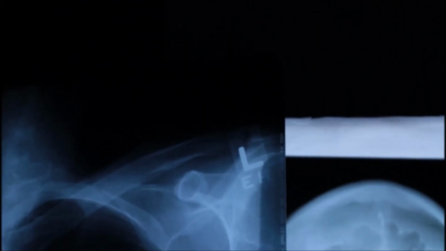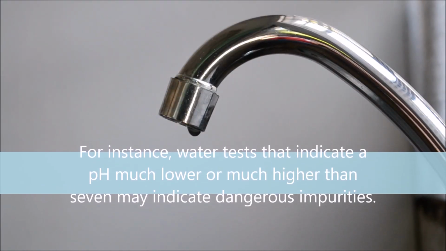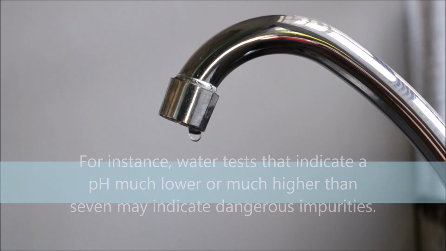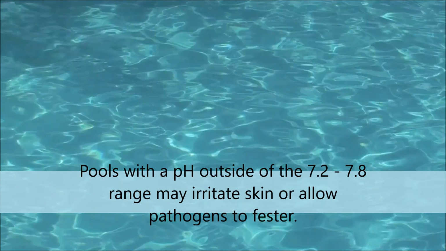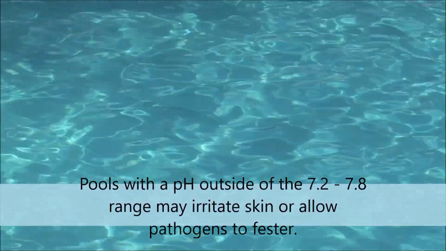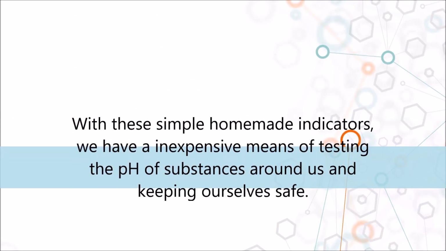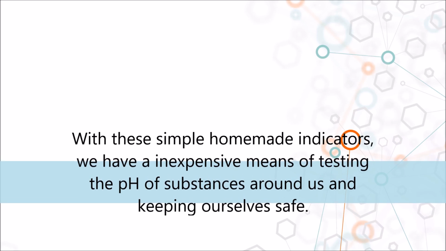detrimental to our health. For instance, water tests that indicate a pH much lower or much higher than 7 may indicate dangerous impurities. Pools with a pH outside of the 7.2 to 7.8 range may irritate skin or allow pathogens to fester. With these simple homemade indicators, we have an inexpensive means of testing the pH of substances around us and keeping ourselves safe.